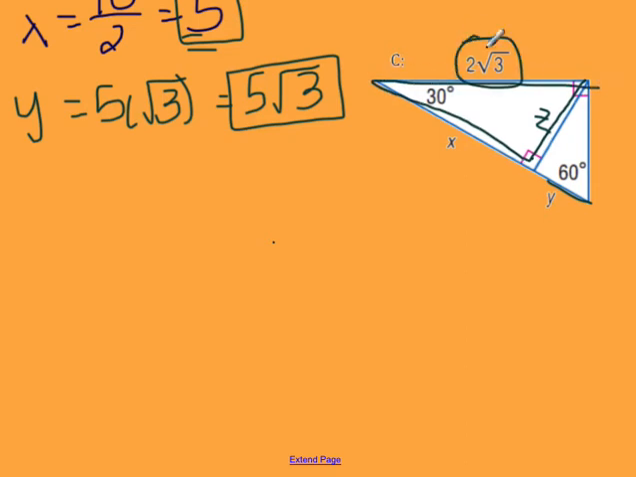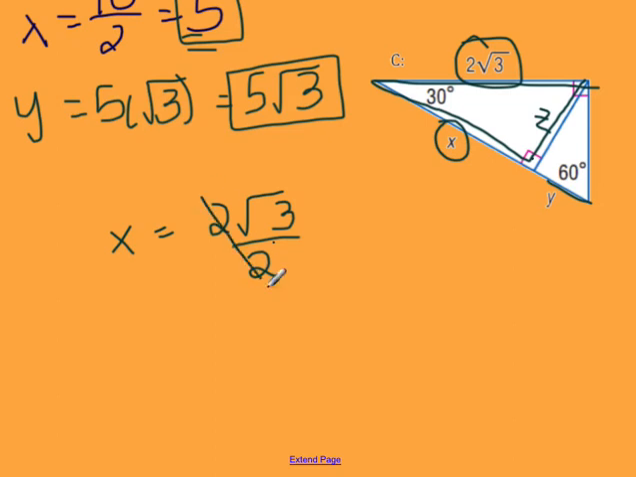So I know that my hypotenuse is 2 square root of 3. So first thing I'm going to do is figure out what x is. Now x is my long leg. So I know my hypotenuse and I need to find my long leg. So the first thing I need to do to find the long leg when given the hypotenuse is take my answer and divide it by 2. Okay, so that's the first step.